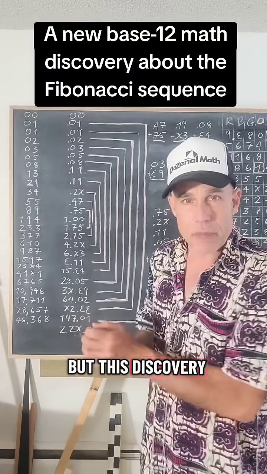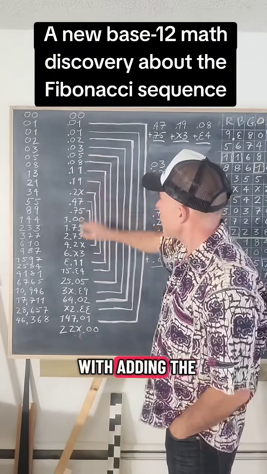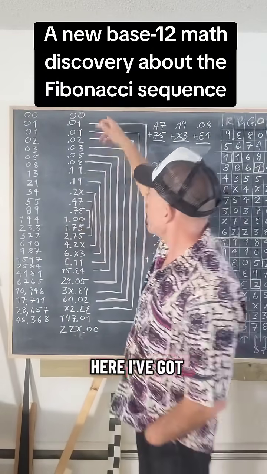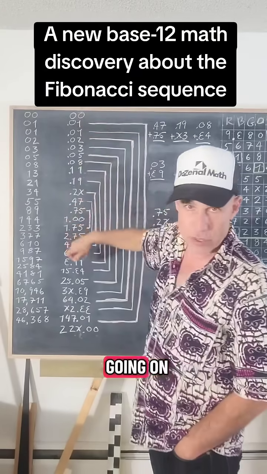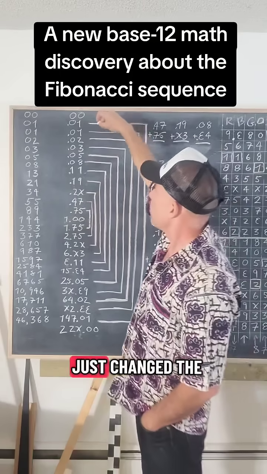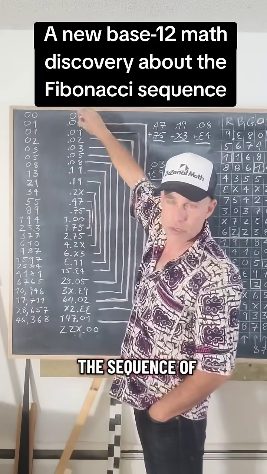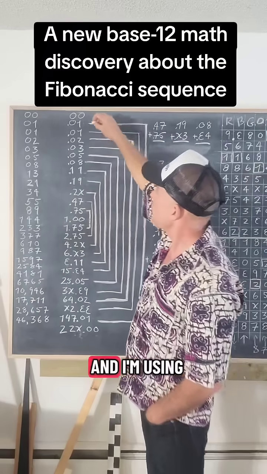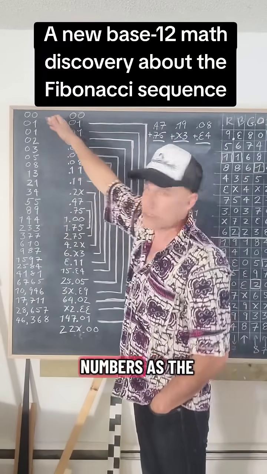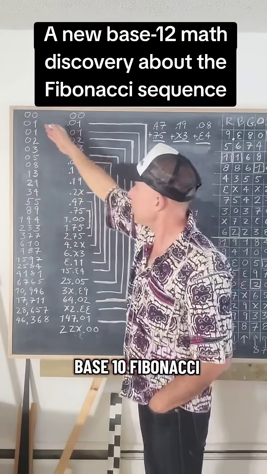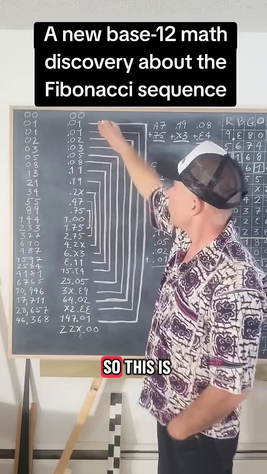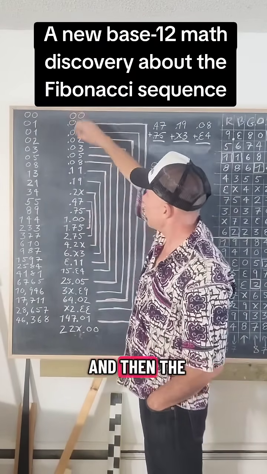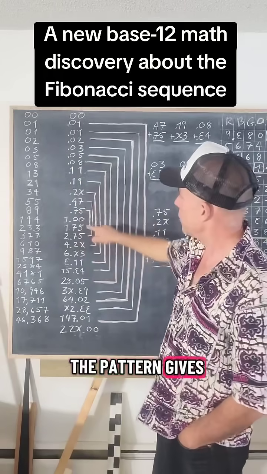But this discovery has to do with adding the numbers on either side of the length of 1. You'll notice I've got these decimal places going on. What I did is change the Fibonacci sequence into a decimal place, using exactly the same numbers as the base 10 version. So here's the base 10 Fibonacci, and this is what it looks like in base 12. Then I made that a decimal place, and the 12th iteration of the pattern gives us the length of 1.